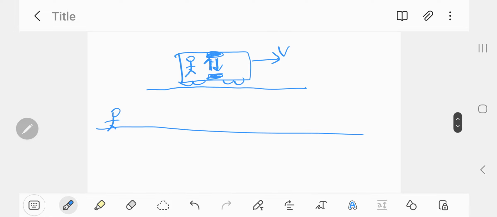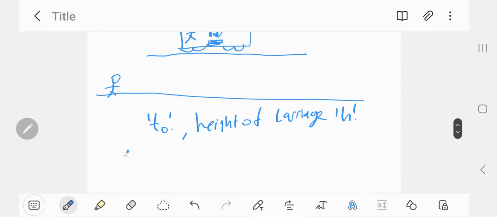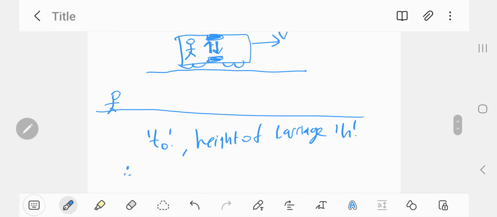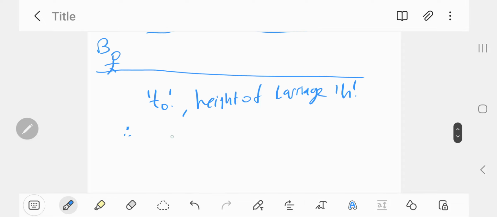Suppose the time it takes for the pulse to make the round trip, the time it takes to go up and then back down, is denoted by t sub naught, and the height of the carriage is h. Let's call the observer in the carriage A and the observer on the platform B. A will find that the height is given by c t sub naught over 2.